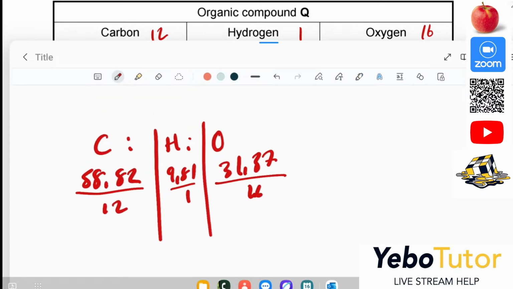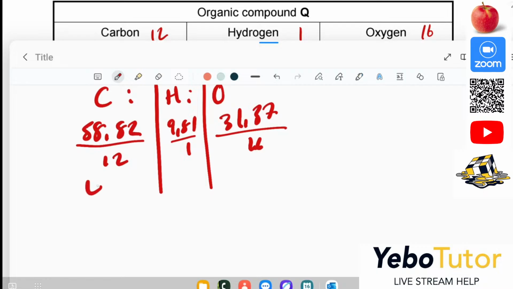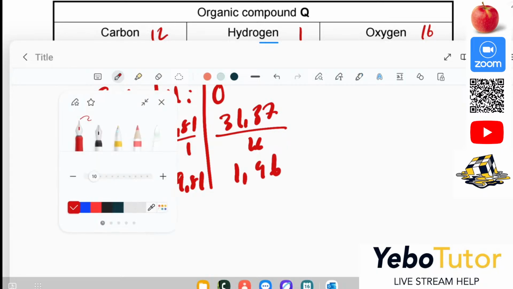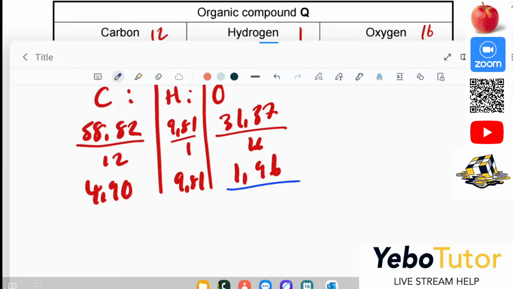empirical formula, guys. Please don't forget how we apply this, because it's very, very crucial. Never forget that part, and you need to know how to apply it as well. So now this will give you 4.90, 9.81, and then dividing by 16 gives 1.96. Then of course, we divide by the smallest one, in this instance 1.96.